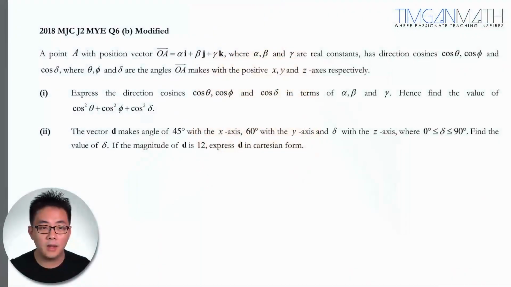Hi students, let's look at this question, which was taken from the 2018 MJC J2 mid-year exam, question 6B. This question is on direction cosines of vectors. Let's see how we can do this properly. The first thing is to understand what direction cosines are about.